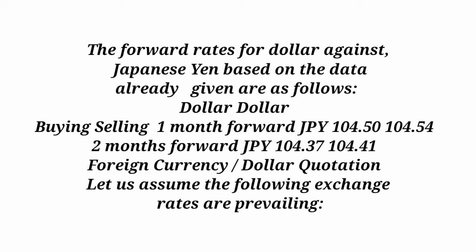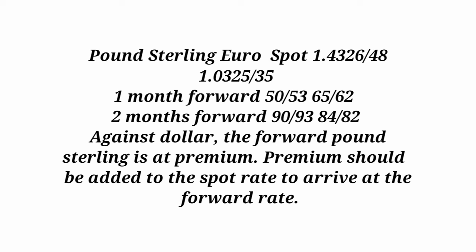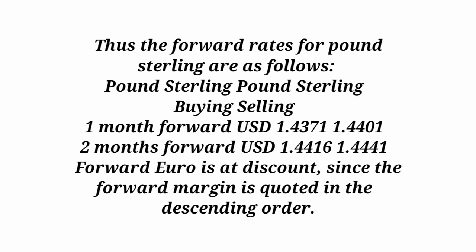Let us assume the following exchange rates are prevailing. Pound sterling, euro, spot 1.4326 to 48, 1.325 to 35. 1 month forward 50 to 53, 65 to 62. 2 months forward 90 to 93, 84 to 82. Against dollar, the forward pound sterling is at premium, and should be added to the spot rate to arrive at the forward rate. Thus, the forward rates for pound sterling are as follows.